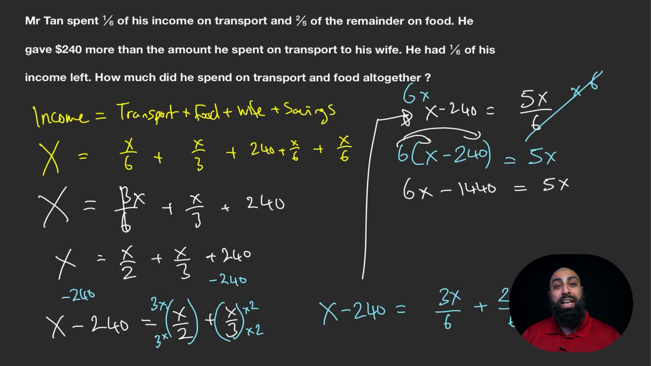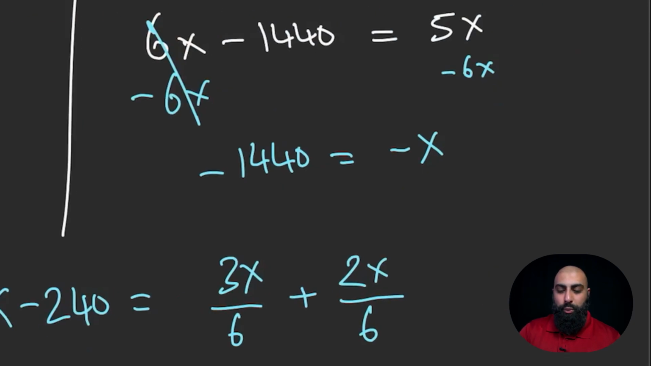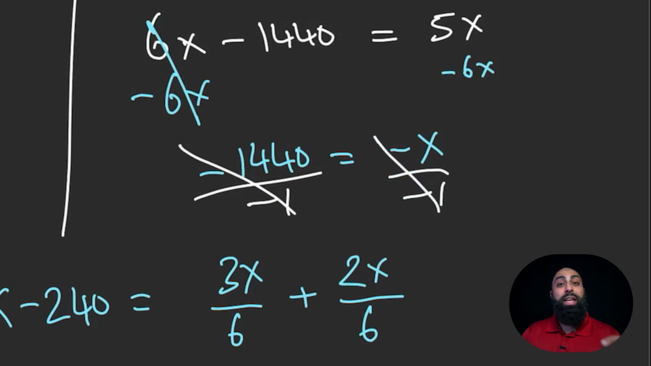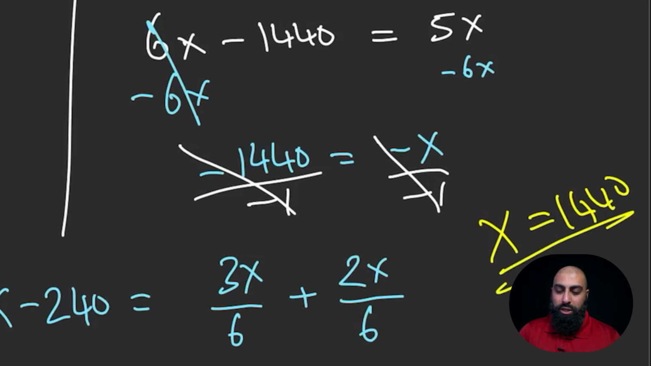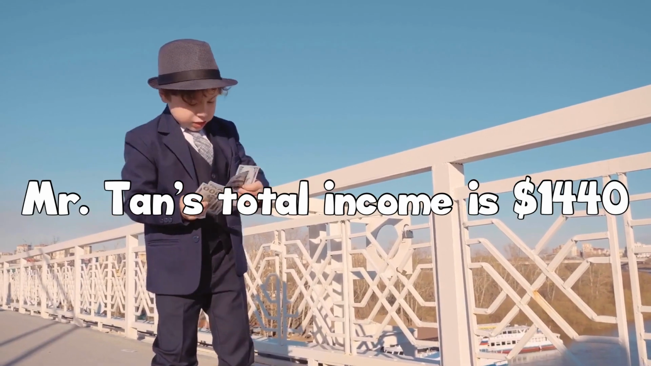So if we minus 6X from both sides, this cancels out, and we end up getting minus 1,440 is equal to minus X. To eliminate the minus from both sides, we divide by -1, the negative is going to cancel out, and we end up getting X is equal to 1,440. So Mr. Tan's total income is 1,440.